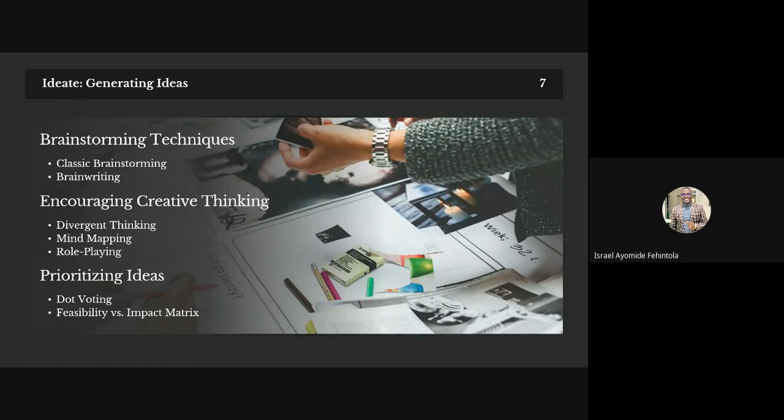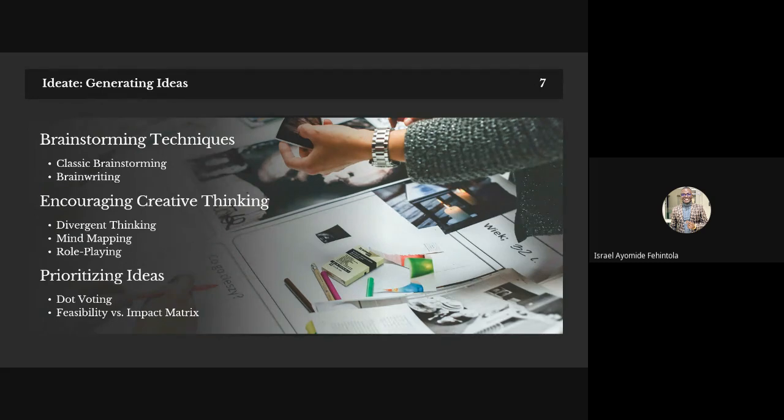Then prioritizing ideas. When you're generating ideas, it's possible you generate as many ideas as possible. Then, like I said, that is how you can now streamline your ideas, using either dot voting or a feasibility versus impact matrix. Dot voting is when you write all those ideas you have generated, maybe put them in a box, and put them to vote basically. Then you ask each of your team members to vote for the idea they think is the best. So the idea that gets the highest votes becomes the idea that you adopt. As they popularly say, the voice of the people is the voice of God.